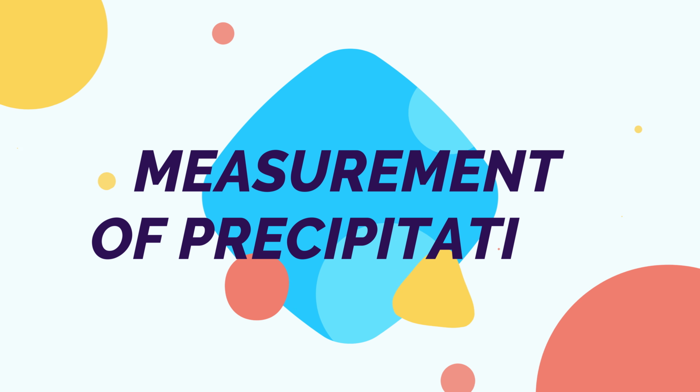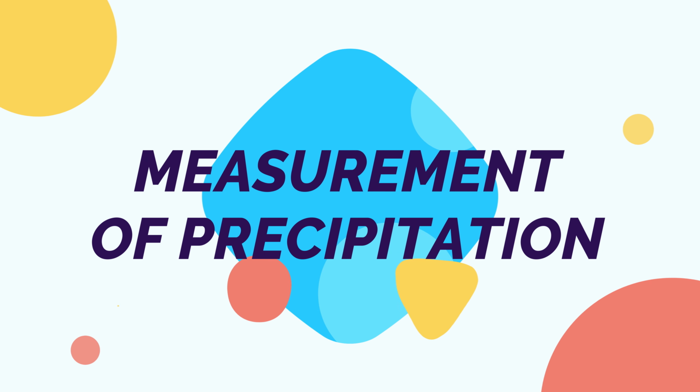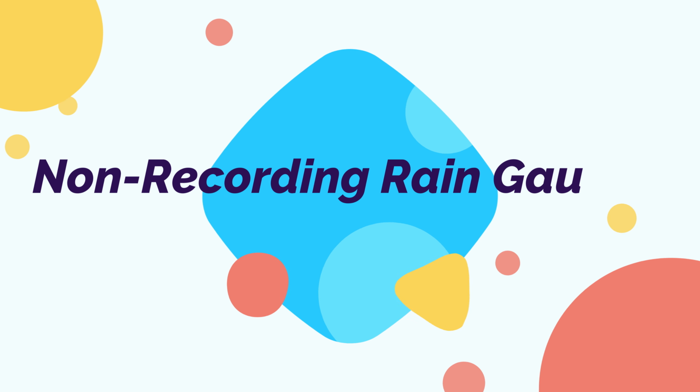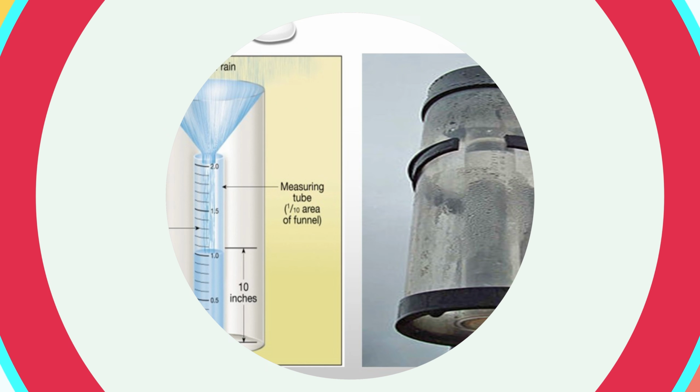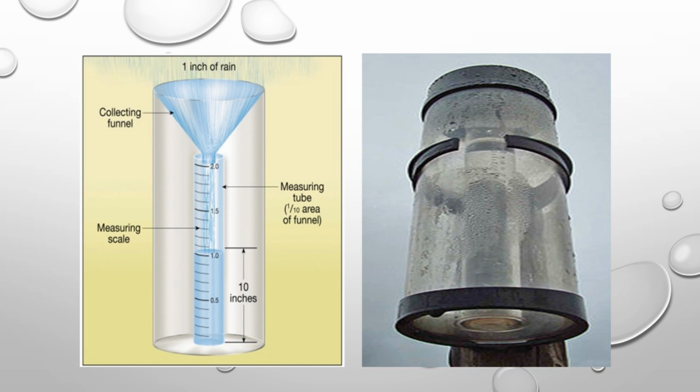For our measurement, there are two types of rain gauges for measurement of precipitation. First, non-recording rain gauges, and second, recording rain gauges. Non-recording rain gauges are commonly used. They do not record the data and collect only rain, and this collected rain is then measured in a graduated cylinder. The standard gauge of the US Weather Bureau has a collector of 200mm diameter and 600mm height.